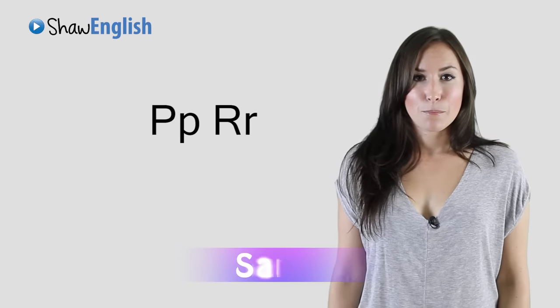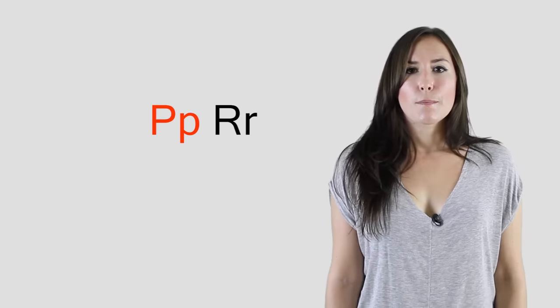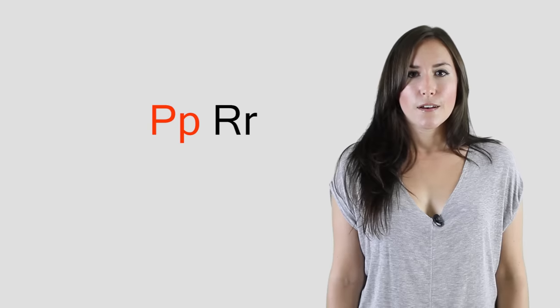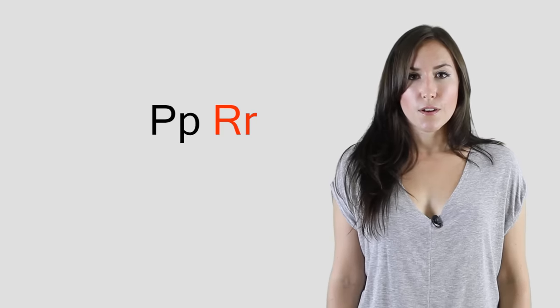Let's look at the letters P and R. P, P, P, P, and R, R, R, R. Please always listen carefully and repeat the letters and the words after me. Let's get started. P, P, P, P, P, A. Repeat after me. Pa, pa, pa.